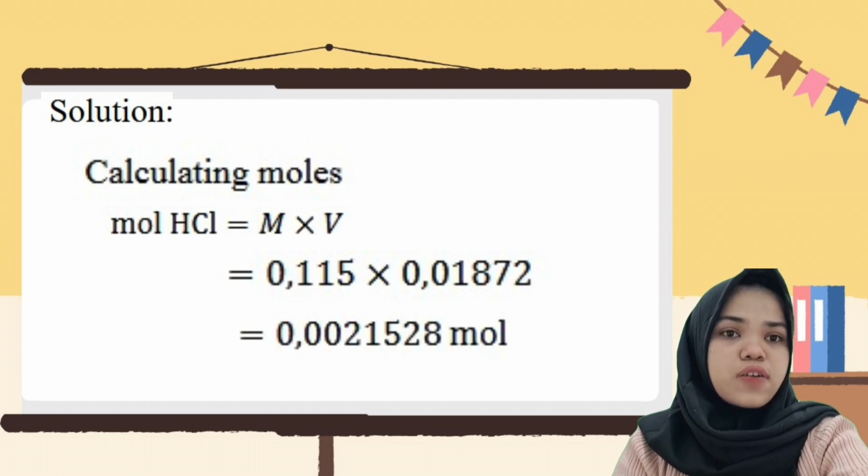This multiplication yields 0.0021528 moles of HCl. Because the reaction between KOH and HCl has a 1-to-1 ratio, the number of moles of KOH that reacted is also 0.0021528 moles in 10 milliliters of solution.